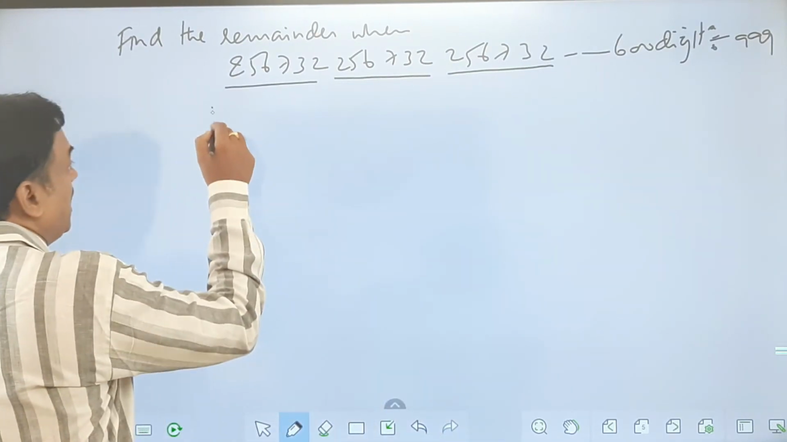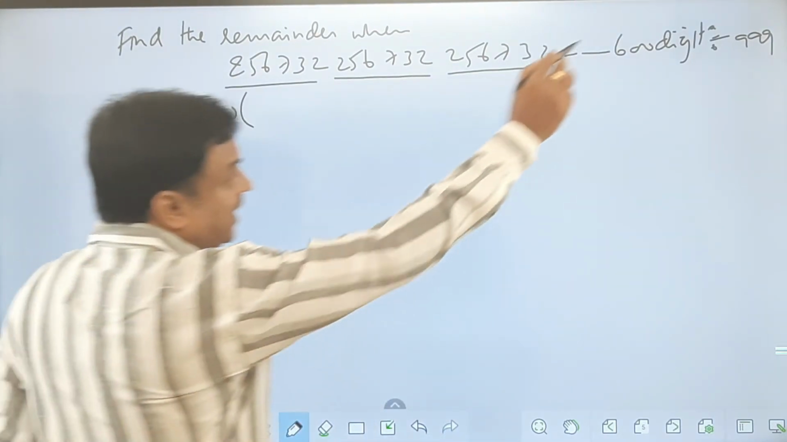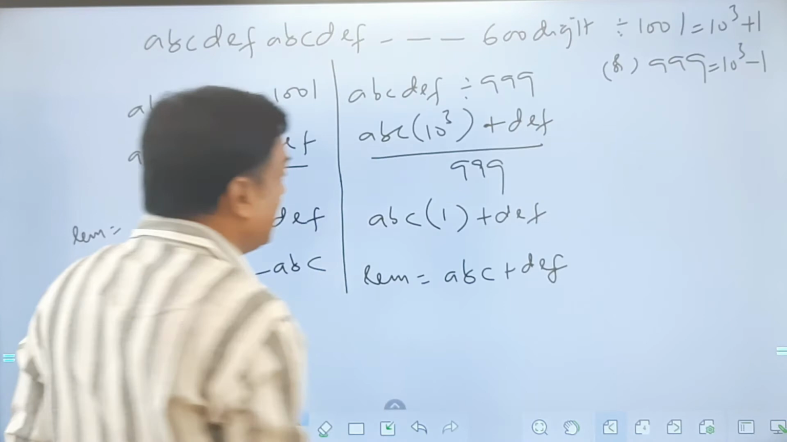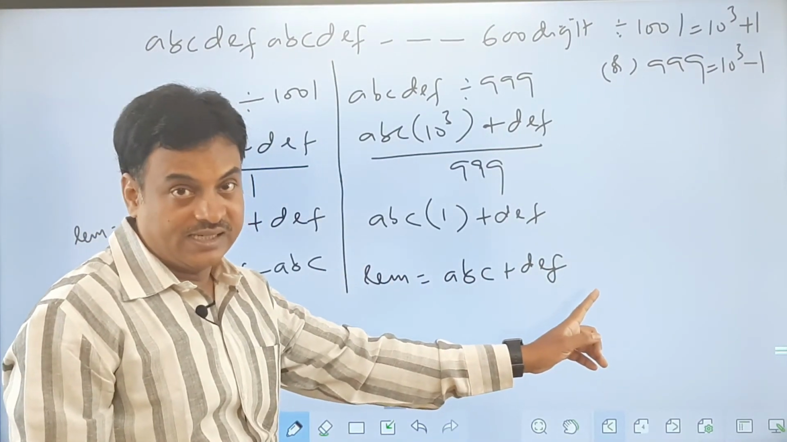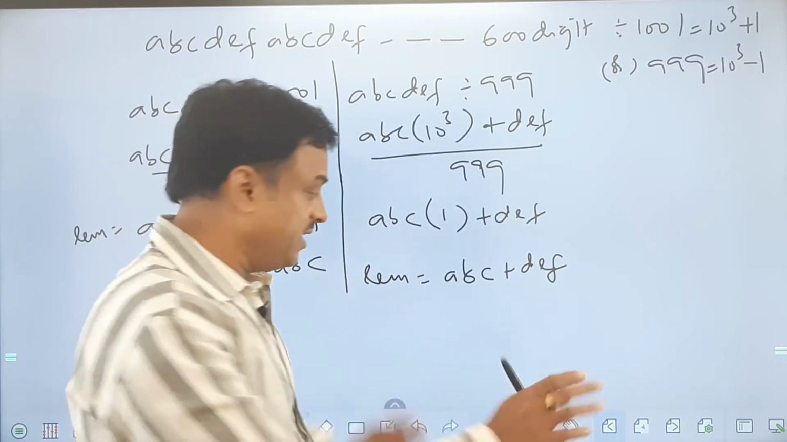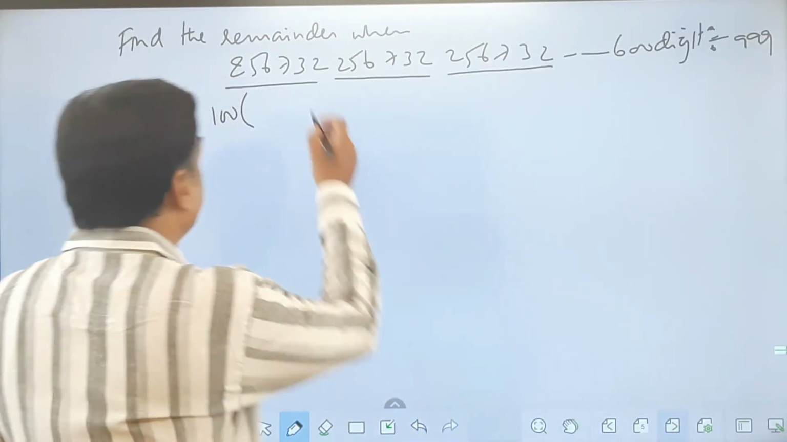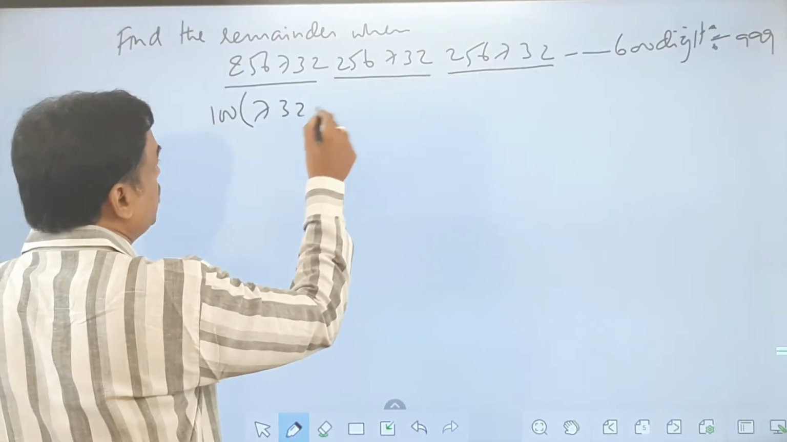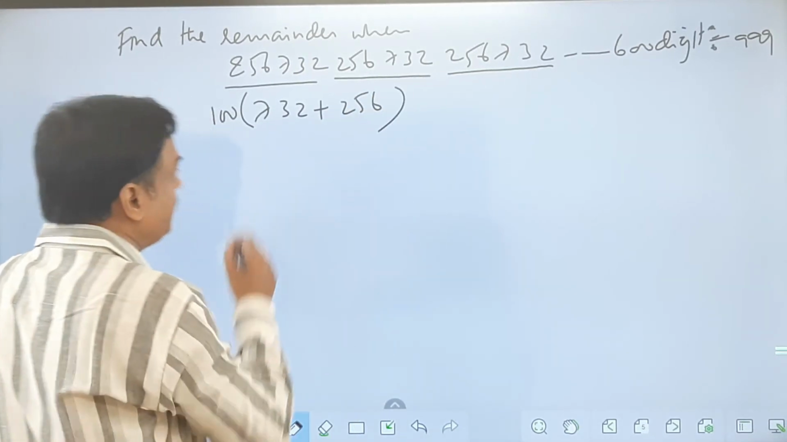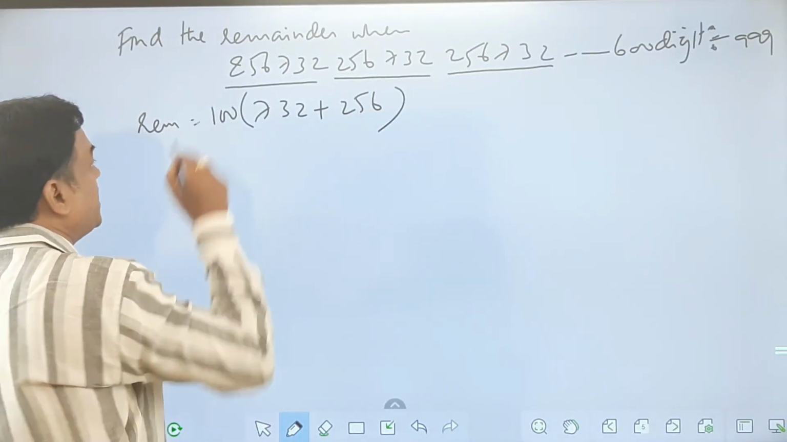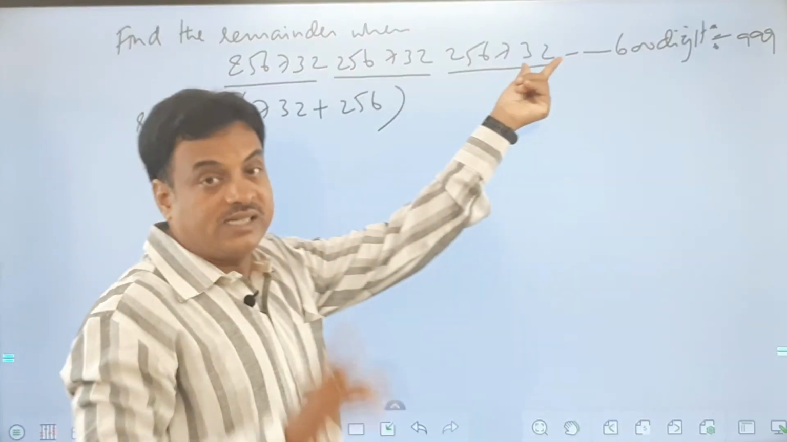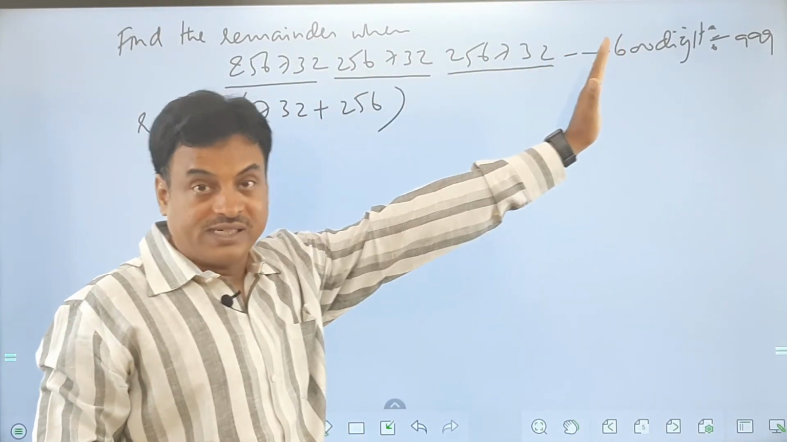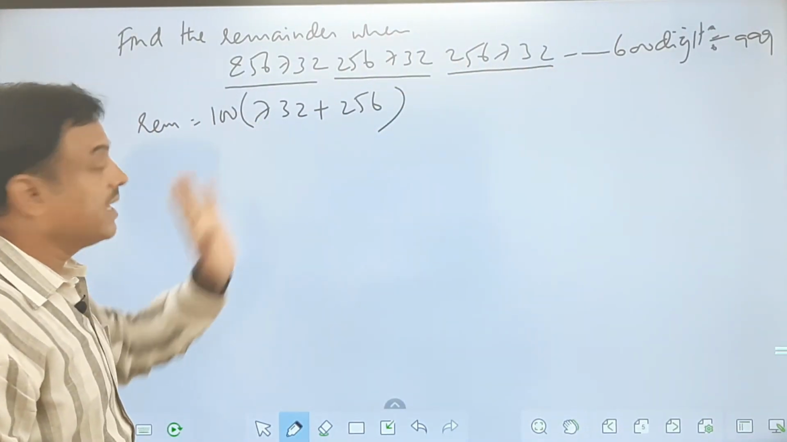I know when I divide by 999, then first 3 digits plus last 3 digits, or last 3 digits plus first 3 digits, anyone can go. So here last 3 digits 732 plus 256 I can write. This will be my first remainder. Why 100 times? Because 6 digits, 6 digits, 6 digits, each is 1 unit. I can get 100 units like that, and dividing by 999, I get something like this.